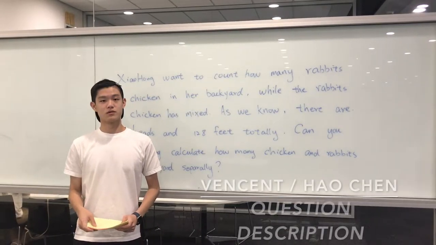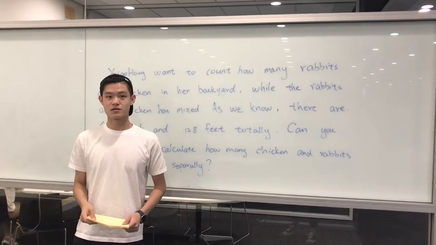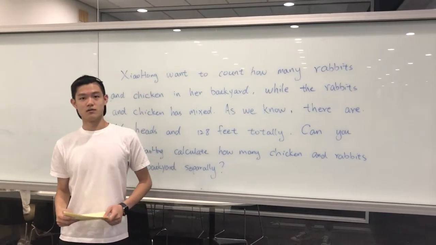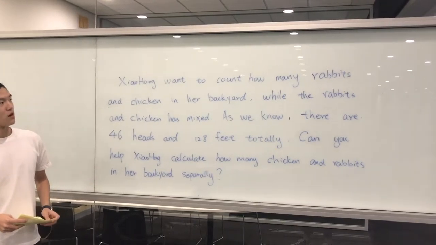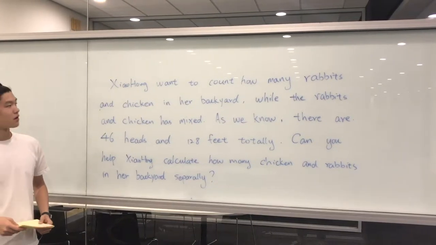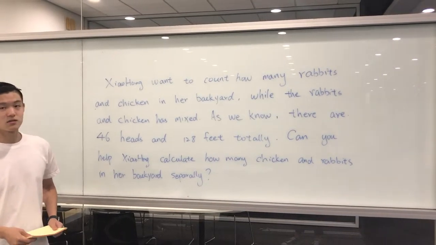I'm Vincent. Today, our group will show you a classic Chinese math question, a case question. The question is shown on the blackboard. Xiaohong wants to count how many rabbits and chickens are in her backyard. The rabbits and chickens are mixed.